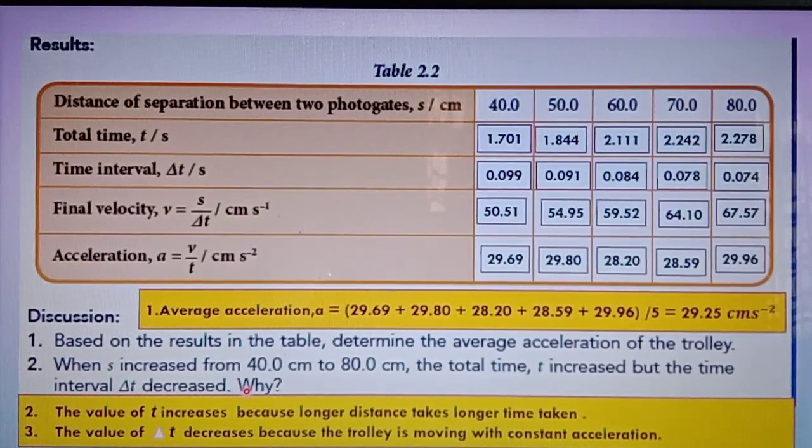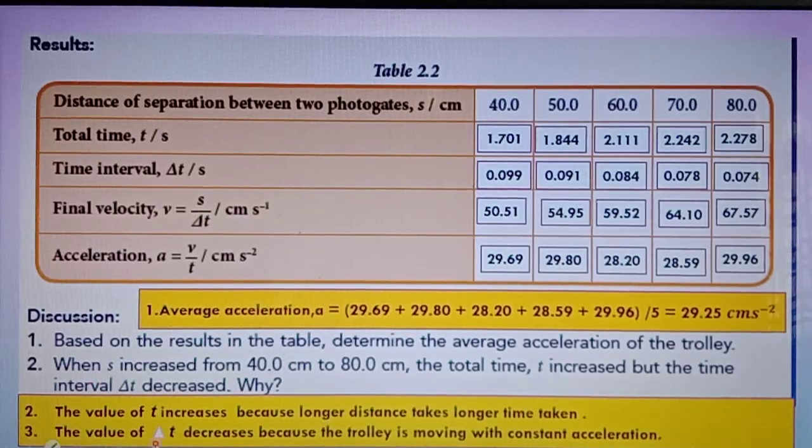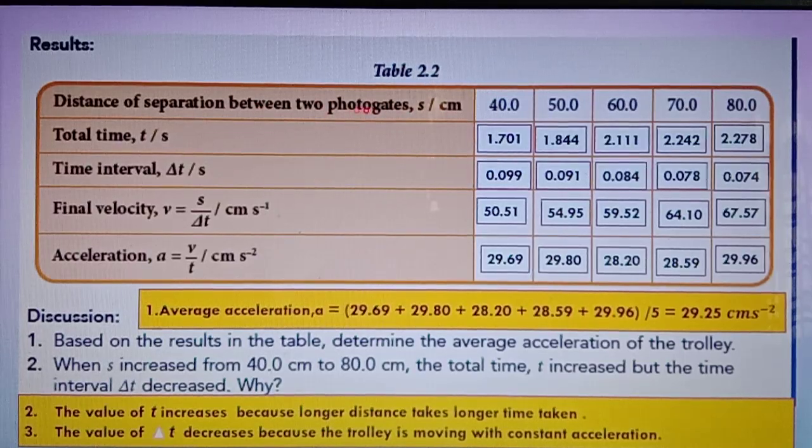But why does the value of delta T decrease? The value of delta T is actually used to determine the final velocity. So when S increases, the value of delta T decreases because the trolley is moving with constant acceleration. We put the trolley at the same height. So even if you change the distance between the two photogates, the trolley is moving with the same constant acceleration. So if the acceleration is constant, delta T needs to decrease based on the formula. So that's the answer for this one.